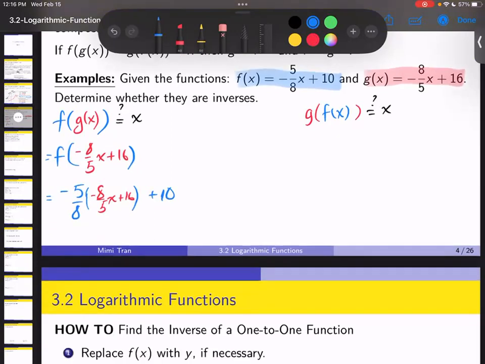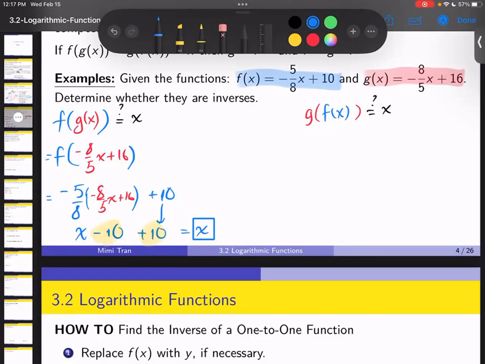Negative 5/8 times negative 8/5 is 1. That is x. Negative 5/8 times 16 is what? 16 divided by 8 is 2. 2 times negative 5 is negative 10. Then bring down that 10, so plus 10. Negative 10 and 10 cancel. I have just x. One down, one more to go.